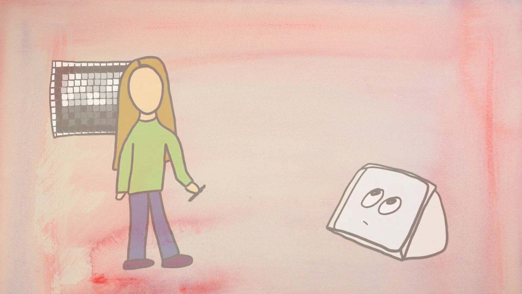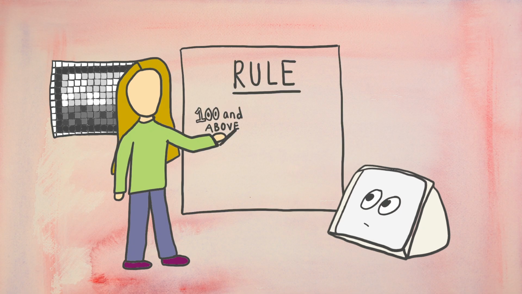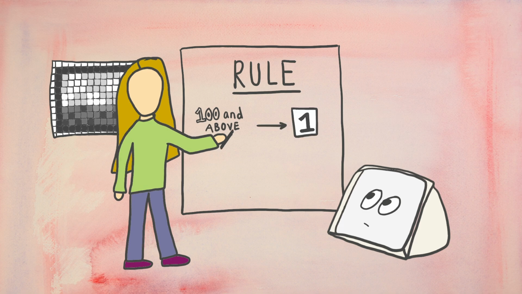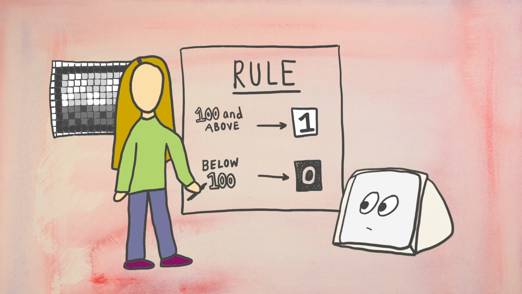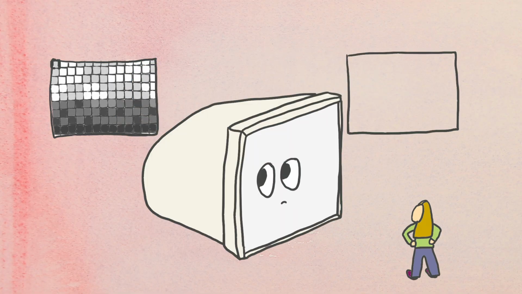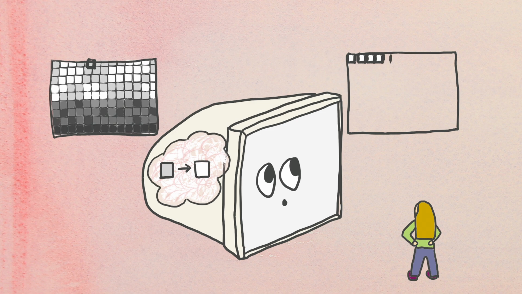Computers decide what part of an image is light or dark by setting a rule. If it's lighter than a certain point, it turns white. And if it's darker, it turns black. This simplifies the image into a bunch of black and white pixels, making it easy for computers to understand.